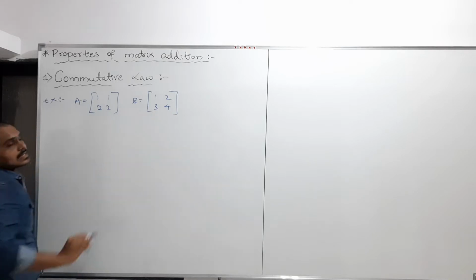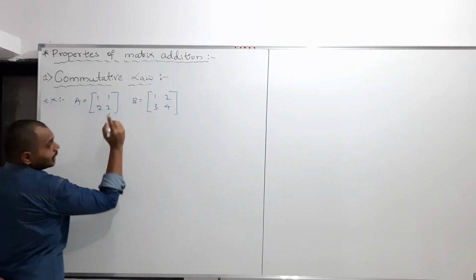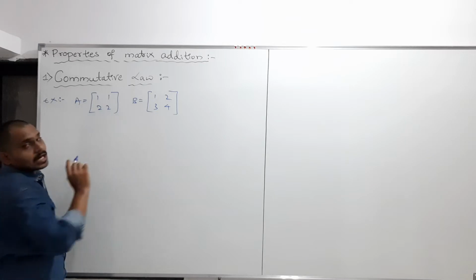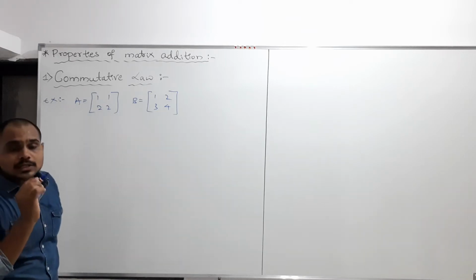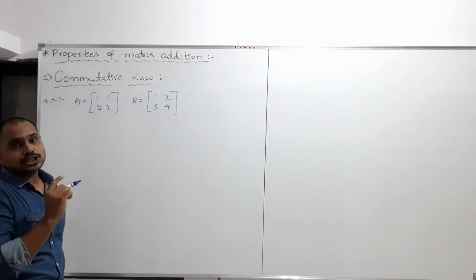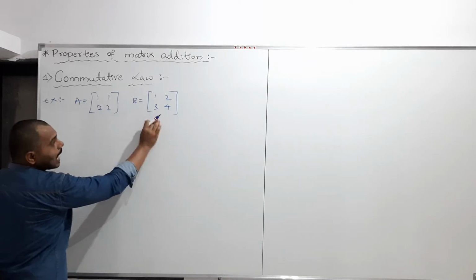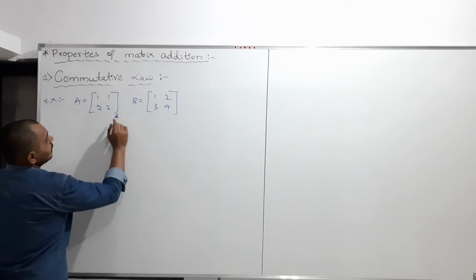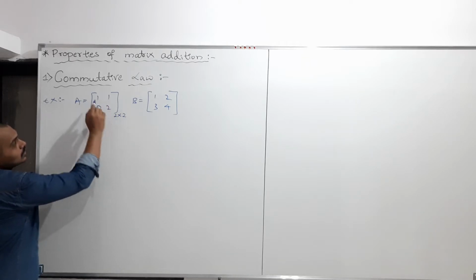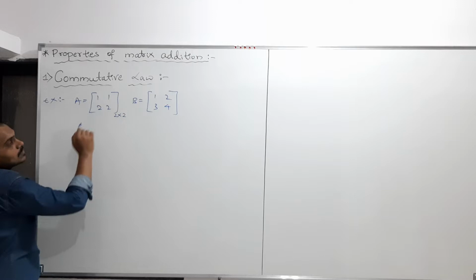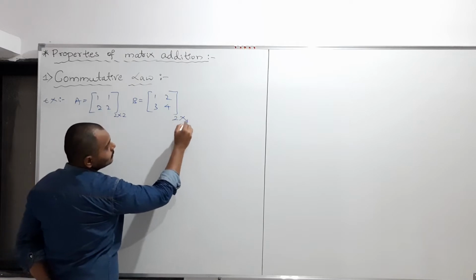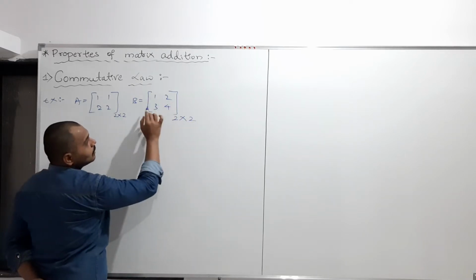A and B are the two matrices, and I told you that before adding, we should always check whether both matrices are of the same order or not. Addition is possible only if the given matrices are of the same order. The order of matrix A is 2 cross 2, because 2 rows and 2 columns are there. Matrix B is also of order 2 cross 2.